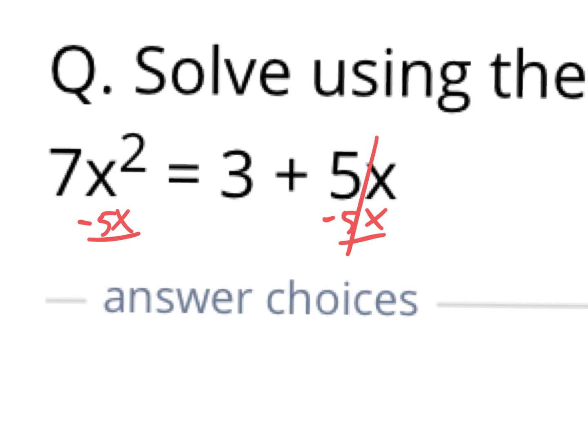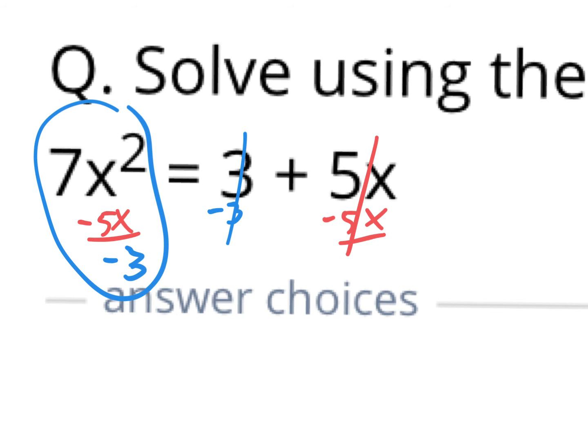And I'm also going to subtract 3 and subtract 3. That'll cancel. So this is what I have. I know it's kind of ugly. I apologize, I did 2 steps in one. I have 7x squared minus the 5x minus the 3. I probably should have done 1 step at a time.